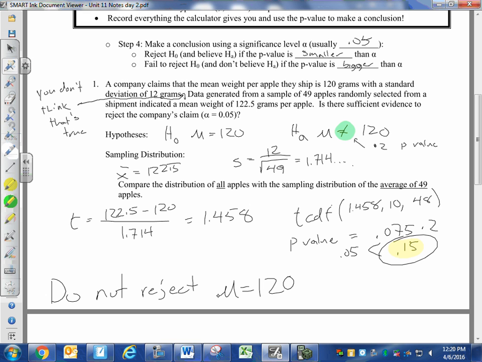Questions? Ms. Rios: For the tcdf, so the low would be the 1.458, the upper is 10, and then what is this? This is the degrees of freedom. This is n minus 1. Your sample size minus 1 is the degrees of freedom, which is used to tell us how steep our T curve is. Okay, so go back in here and plug in 1.458.